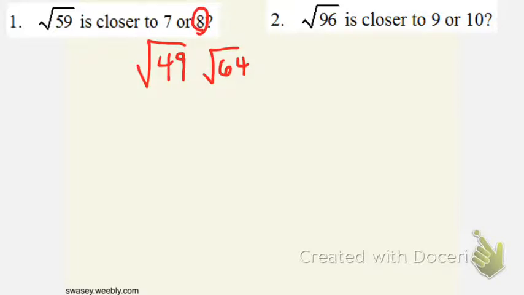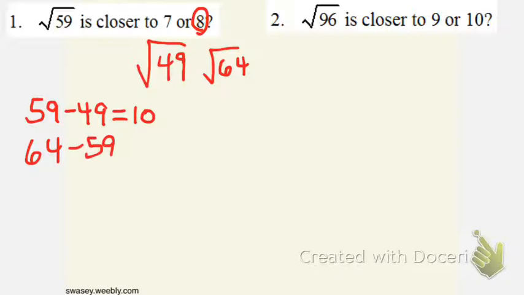If you need to, you can subtract: 59 minus 49. You can see that it's 10 away from 49, and then 64 minus 59 gives us 5. So the square root of 59 is closer to 8.